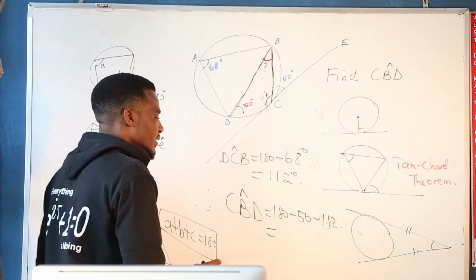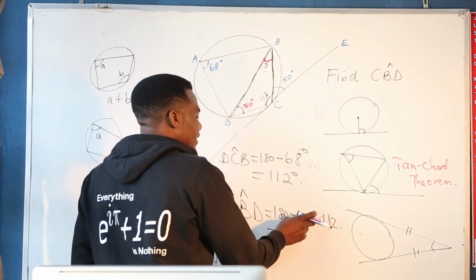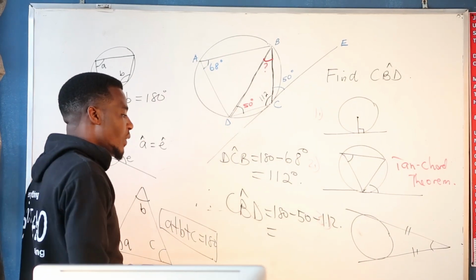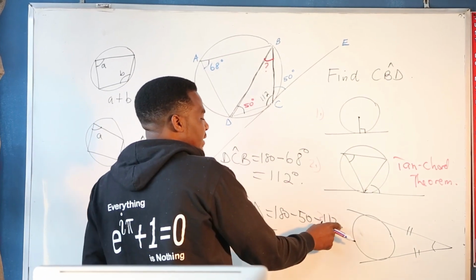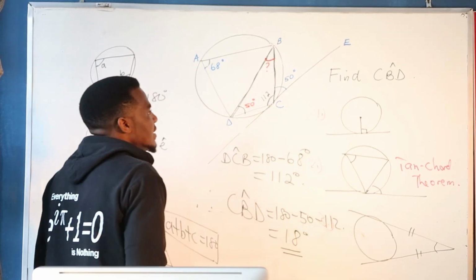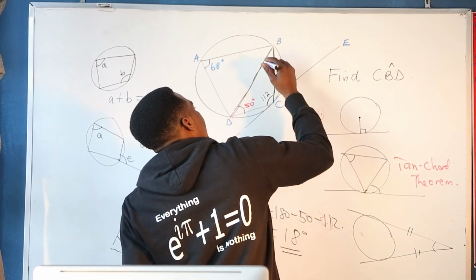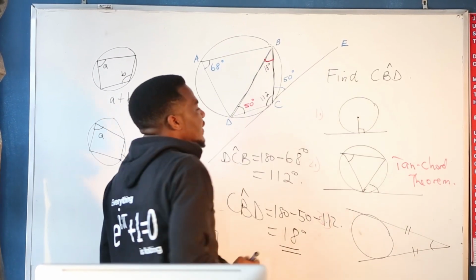And what do we get? What do we get in this case? Remember, if you say 180 minus 50, we get 130. And if you say 130 minus 112, we get 18 degrees. So yes, this angle is 18 degrees.